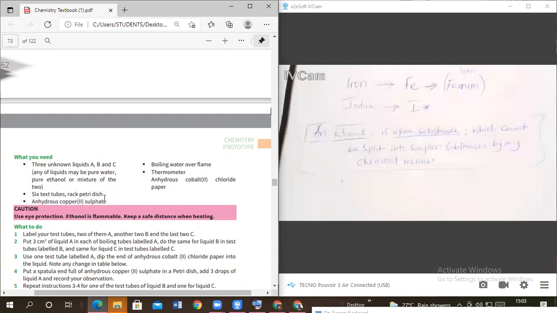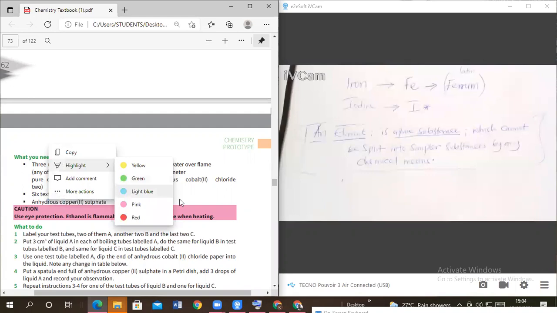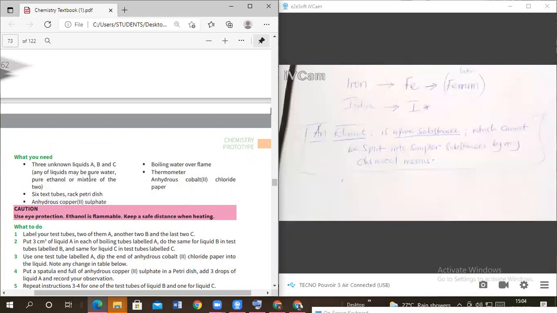Now, in chemistry, copper is a metal. A sulfate is a radical. We shall also look at radicals. This is a radical, this is an element. So if you mix the two, they give us what we call a compound. The compound is called copper 2 sulfate. Now, the anhydrous one has no water. When the liquid is boiling, if you put anhydrous copper 2 sulfate, that is white, it will turn to blue. That means it has attained water.